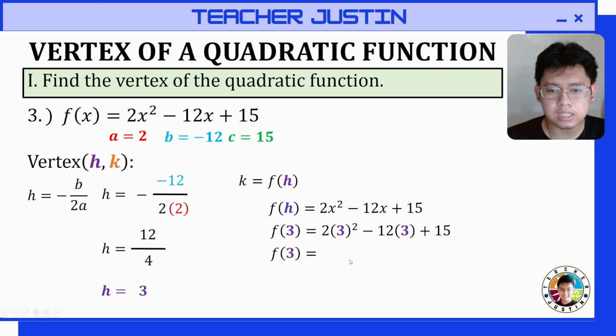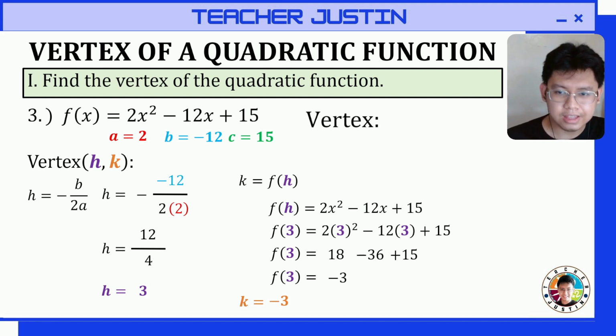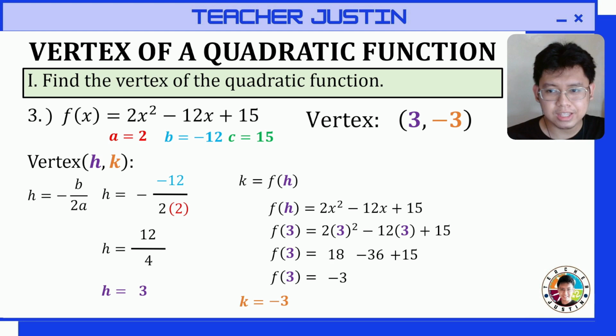So, f of 3 is equal to 3 squared is 9. 9 times 2 is 18. Negative 12 times 3 will be negative 36. And then, kopyahin lang natin si plus 15. Tapos, let's combine 18 minus 36 plus 15. That will give us the value of f of 3, which is negative 3. So, if f of 3 is equal to negative 3, the value of k will also be negative 3. So, yung vertex natin will be located at 3, negative 3. And that's it. Ta-da! Alright.